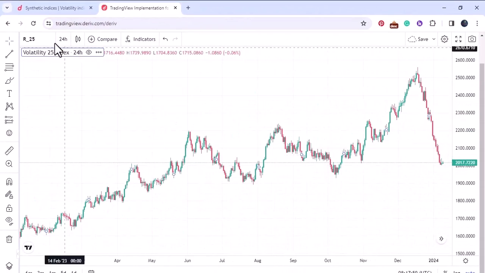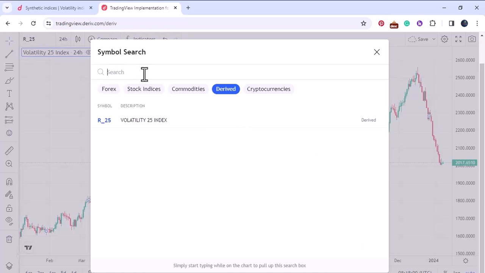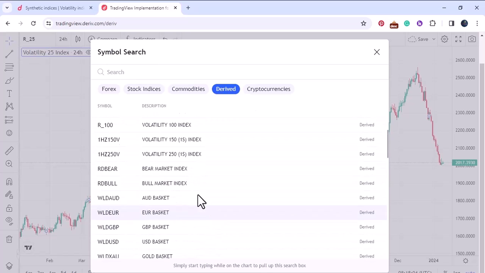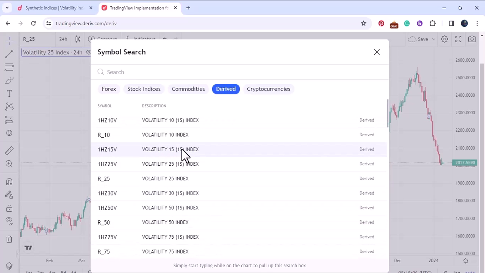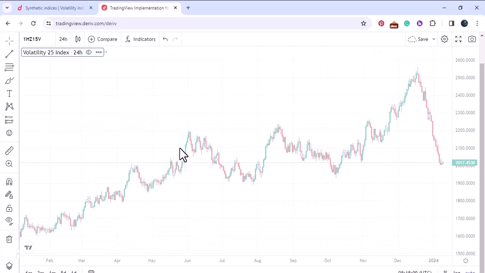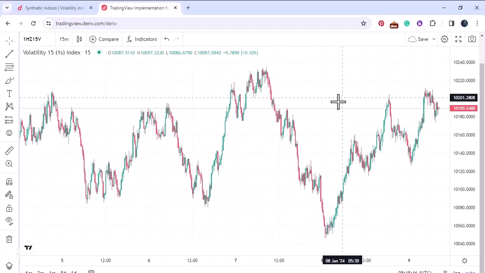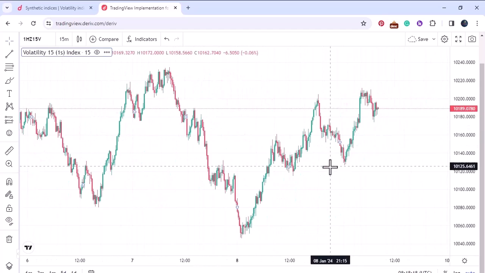So if you want to change here, you go to Deriv and search here. You are searching, let's go to Volatility 15 1s, right? See how it goes, and you change to the 15 minutes time frame here, and you see the page loading. So this is how it moves. This is how you will be trading it. This is how the chart looks.